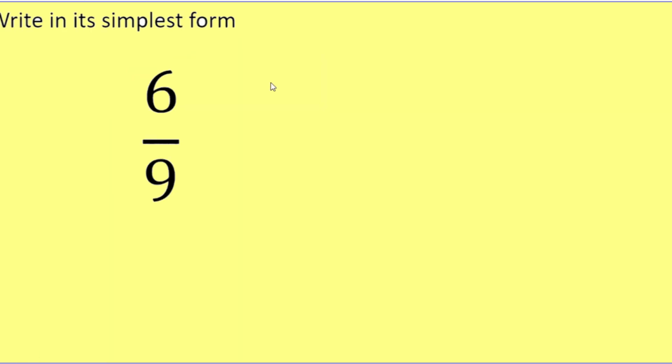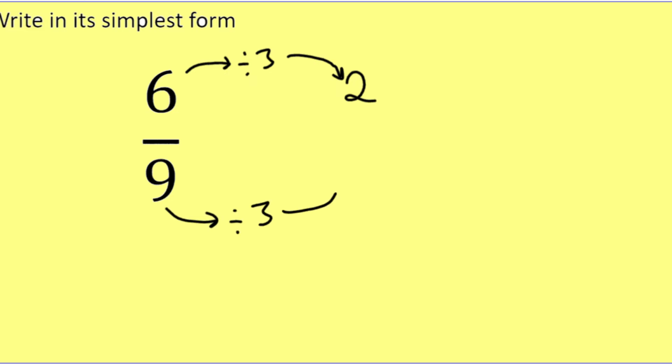Okay, 6 and 9. Number that goes into 6 and 9, we've got 3, so we're going to divide by 3, which gives us 6 divided by 3, which is 2. And again, we have to do the same to the bottom. We're going to divide by 3, which is going to give us 3. So we've got 2 over 3, or 2/3.